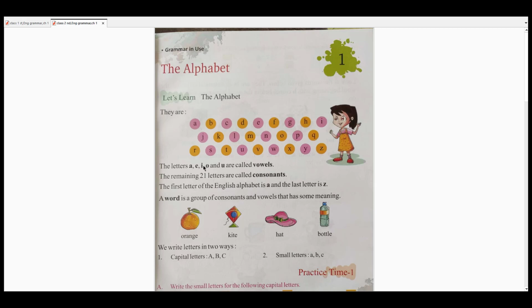And the rest of them, the 21 of them, B, C, D, F, G, H, J, K, and so on, are called consonants. The first thing you need to learn is what are vowels and what are consonants, how many vowels there are and how many consonants there are.